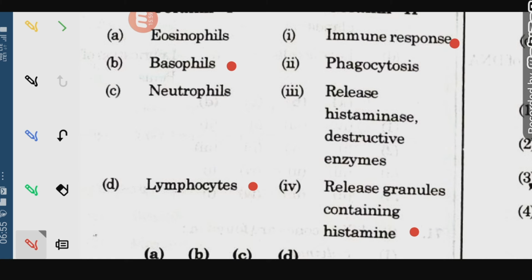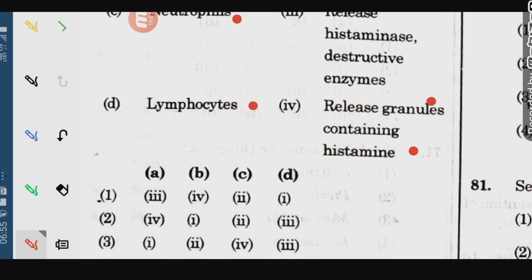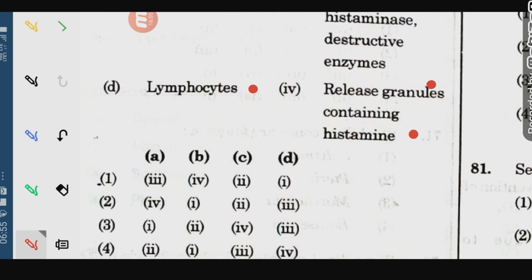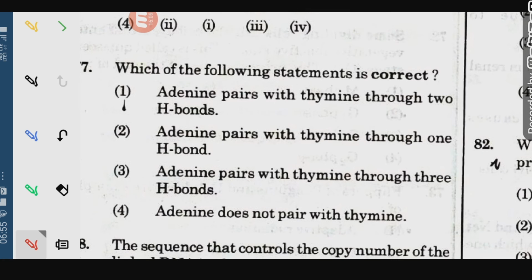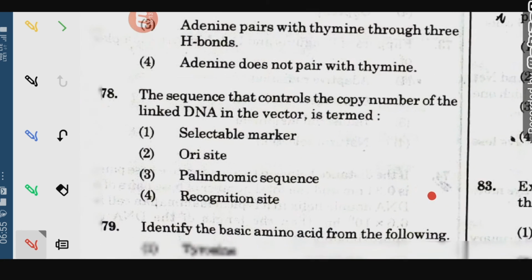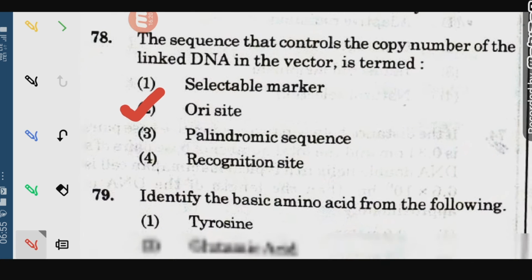Okay, which of the following statement is correct? Adenine pairs with thymine via 2 hydrogen bonds. This is a very simple question. Then this one, option 2, the sequence that controls the copy number of linked DNA in a vector. Then identify the basic amino acid. The basic amino acid would be lysine over here. Lysine is the basic amino acid.